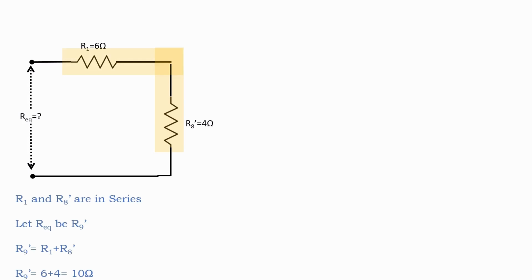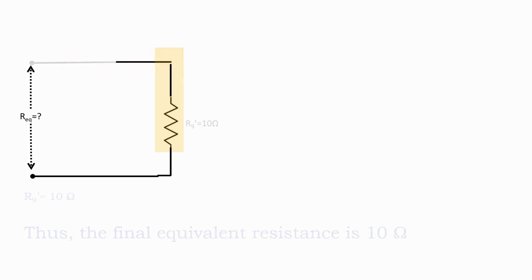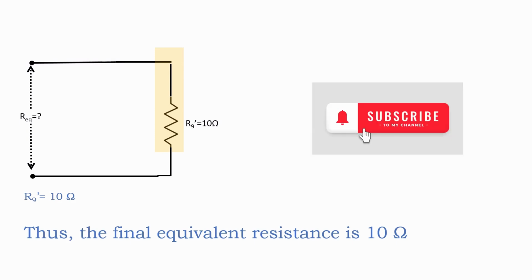Finally, R8 prime and R1 are in series. The equivalent resistance will be the sum of these two resistances. Let the equivalent resistance be R9 prime. R9 prime will be 10 ohms.